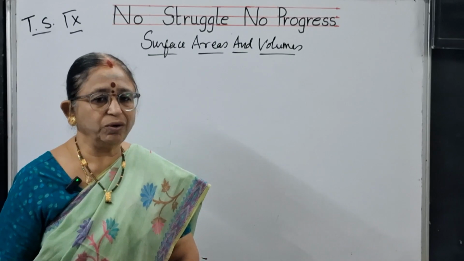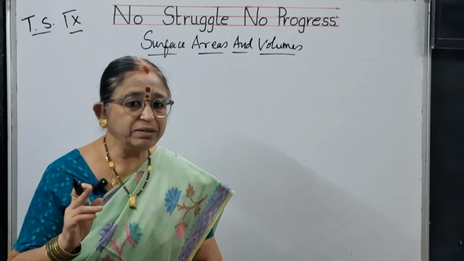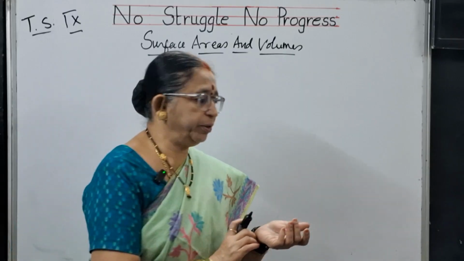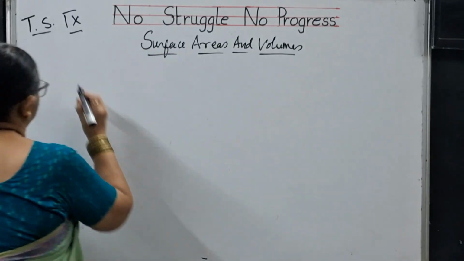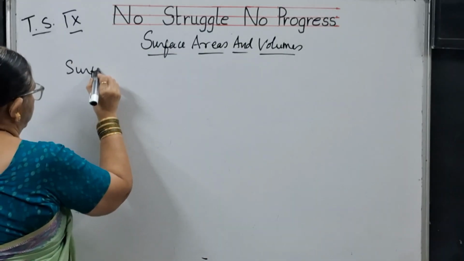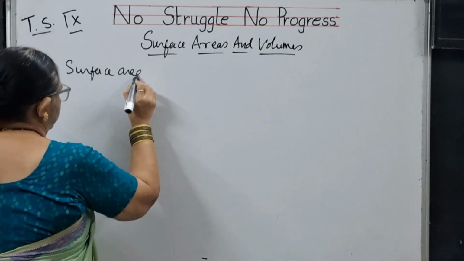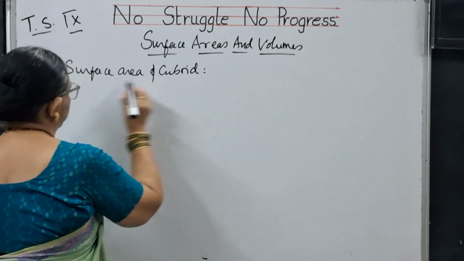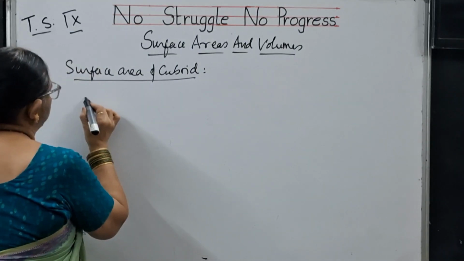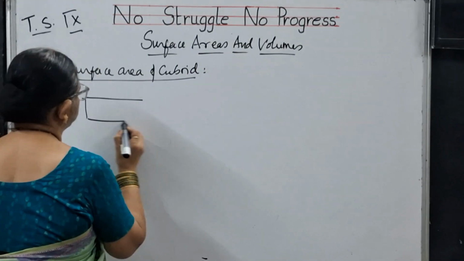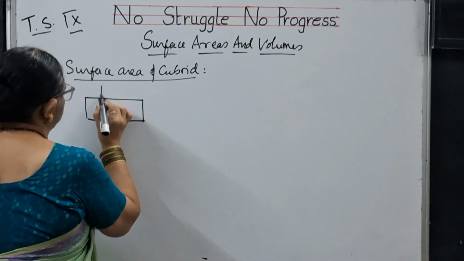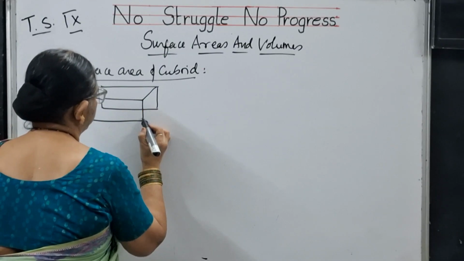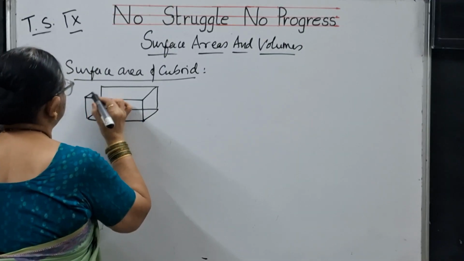Okay, so now let us talk about the first shape, that is cuboid. We will be talking about surface area of cuboid. So, how will you draw this cuboid, children? Cuboid has got a rectangular base. So, usually we will be drawing a cuboid in this way.